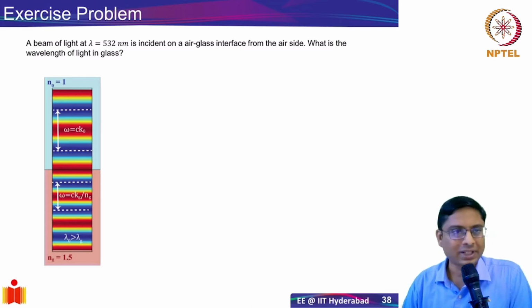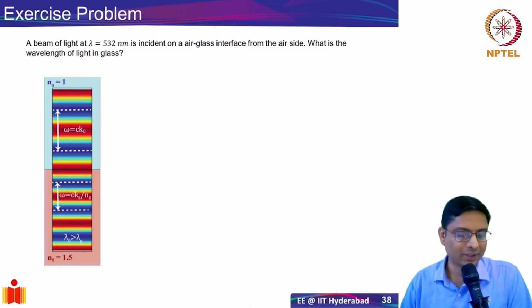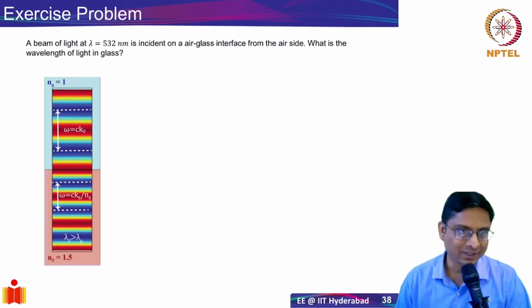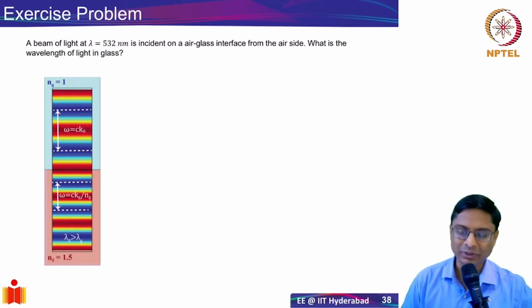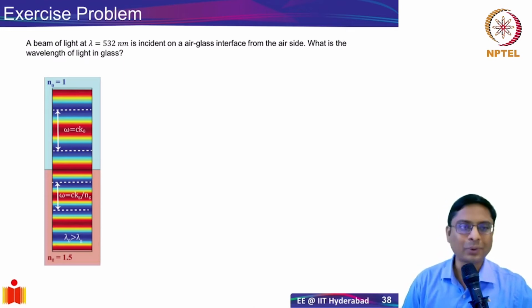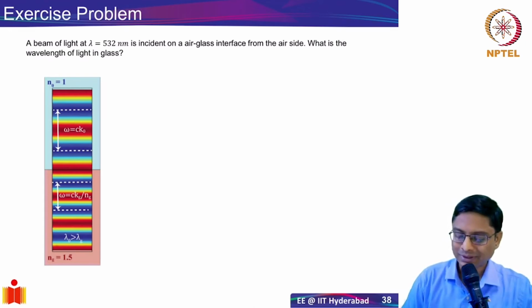The first exercise problem I want to look at is, let's say we have a beam of light with a wavelength of 532 nanometers, which is incident on an air-glass interface from the air side. What is the wavelength of light in the glass? Well, we looked at this problem already. We showed the simulations when we talked about the dispersion relations, but we just want to calculate. The answer is fairly simple, but I just want you to go through the motion.